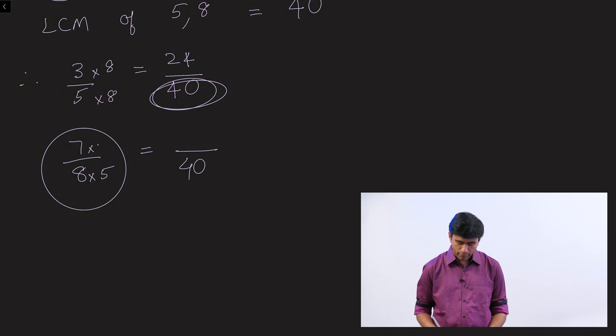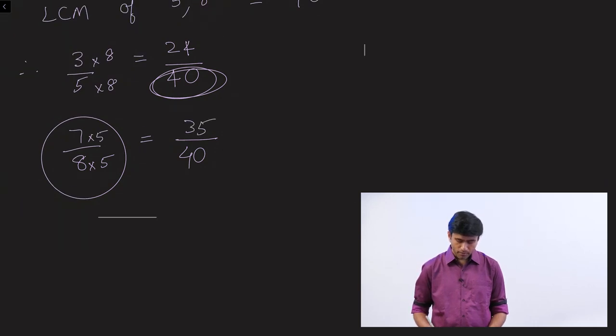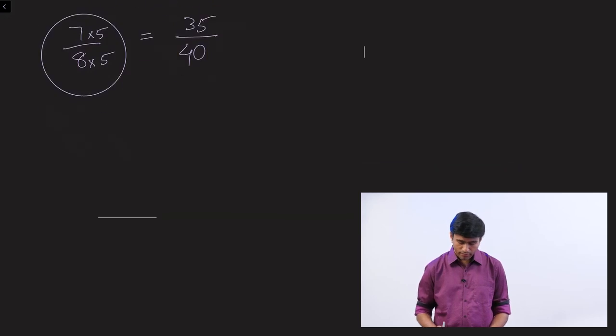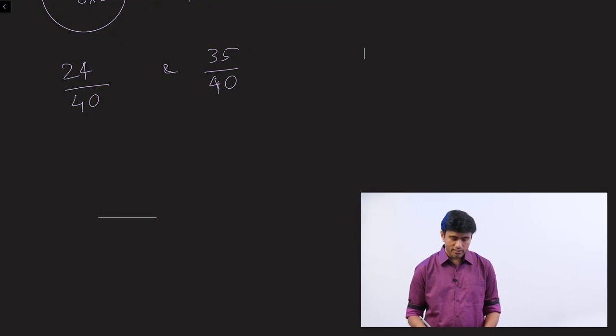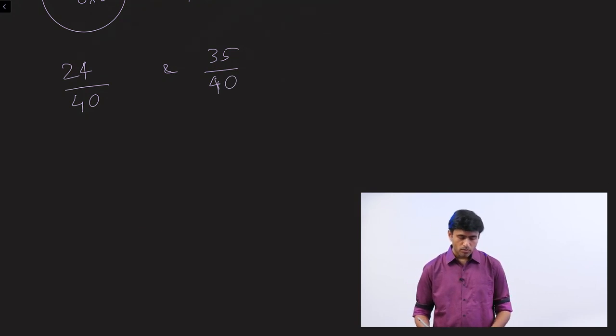What do we do to get that? We multiply it by 5. So the numerator becomes 35. So there you go. Now you have 24 by 40 and 35 by 40. You see, this is how you change the unlike fraction into like fraction.